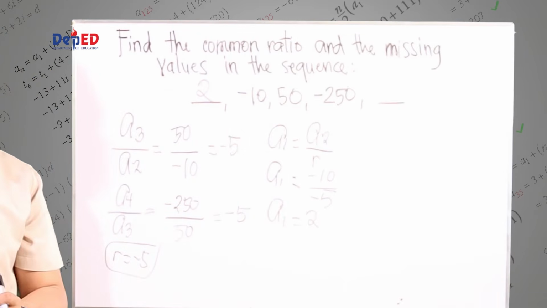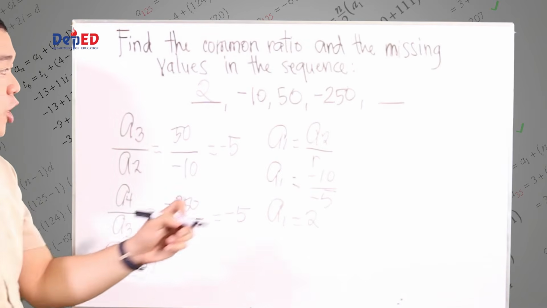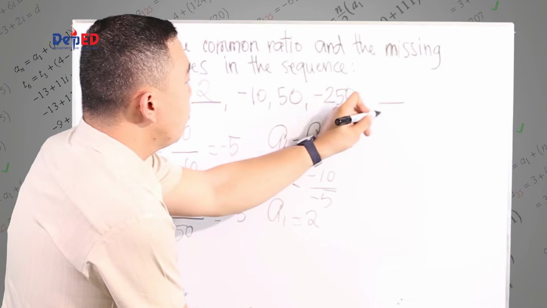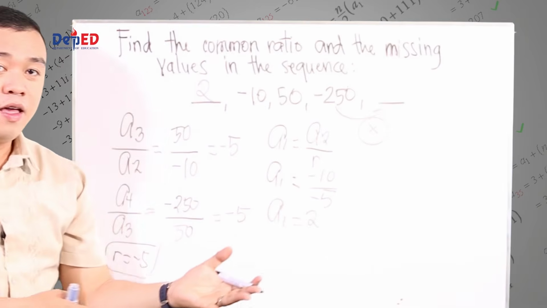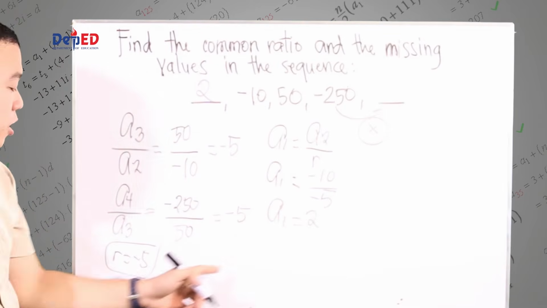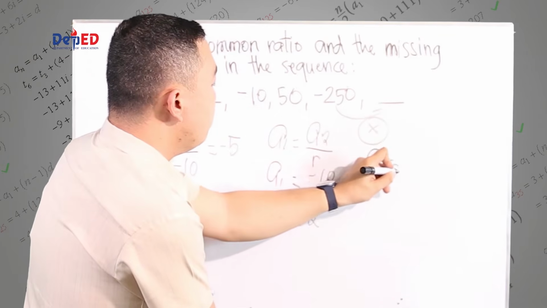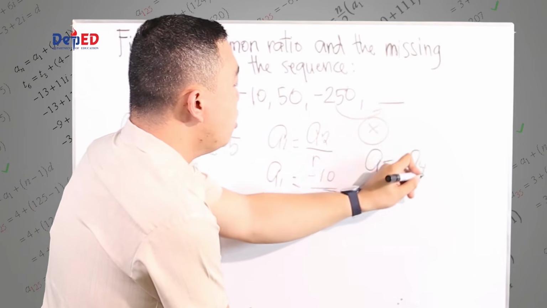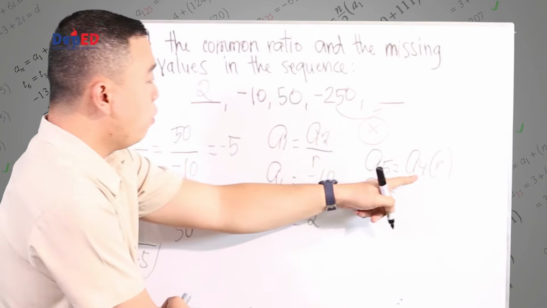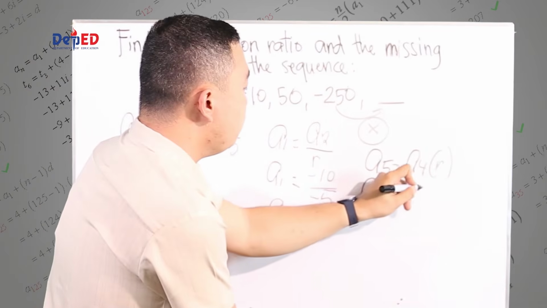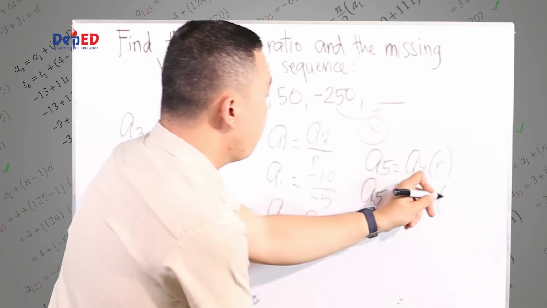And to look for the fifth term, or a sub 5, since we're looking for the next term, we will use multiplication, multiplying the fourth term to the common ratio, which is negative 5. So a sub 5 is equal to the product of a sub 4 and the common ratio. A sub 5 is equal to our fourth term, negative 250, times the common ratio, which is negative 5.